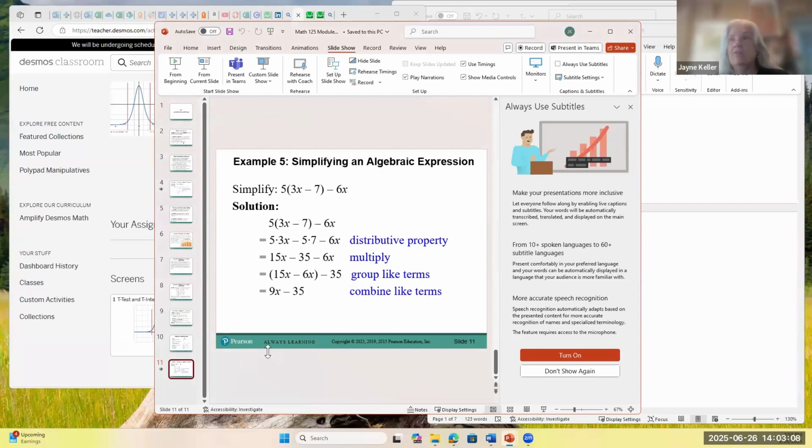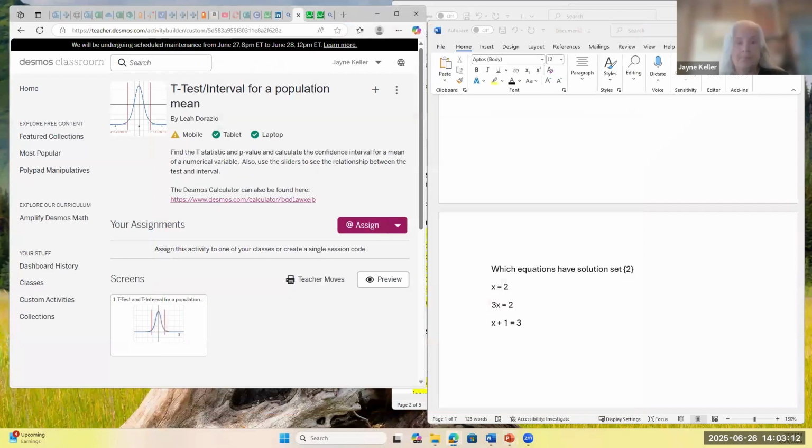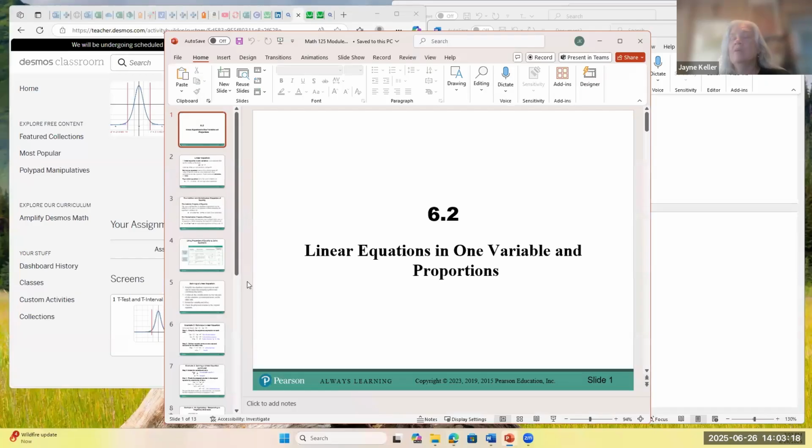That's the end of, sorry, that was 6.1. Confusing myself which class I'm in here. 6.1. Now we're going to look at 6.2. So we're going to look at solving linear equations that have one variable.